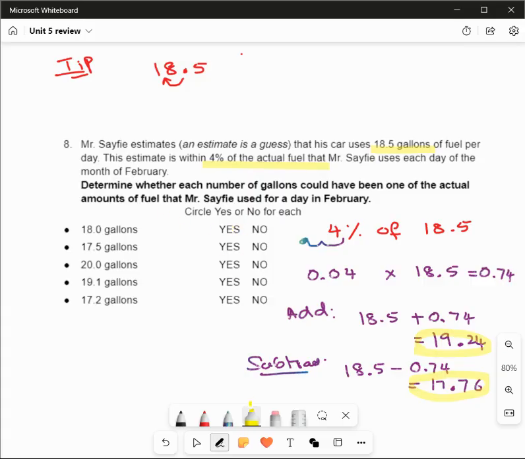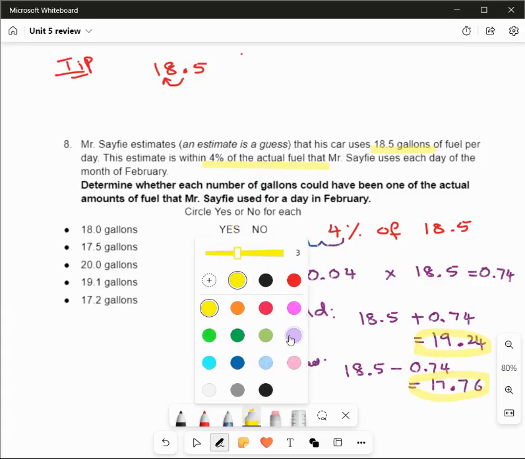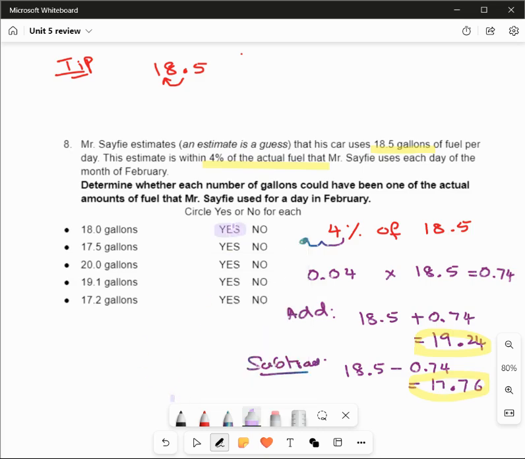I think this one is good. Yes, this is correct because 18 is in between them. 17.5, this is 17.76, so it's less than, so it's not in between. No. 20 gallons is about 19, so that is no. And the 19.1, yes, is in between. And then 17.2 is smaller than this, so it's no.